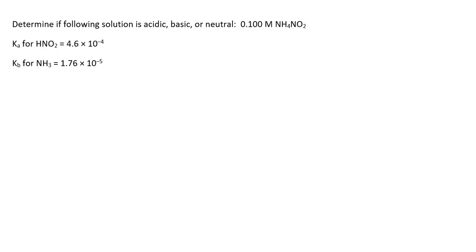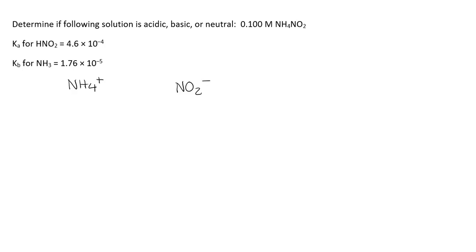So in this example, our cation is NH4+, and our anion is NO2-. At first glance, we don't see any chlorides, bromides, sodium, potassium, anything like that. So it appears that both ions have acid-base properties, but we're going to figure it out.